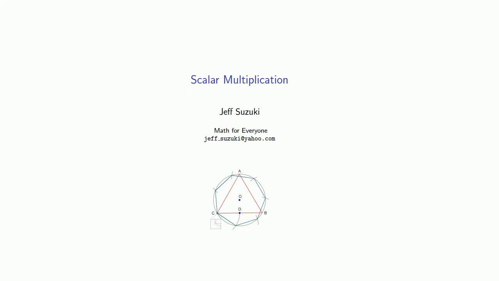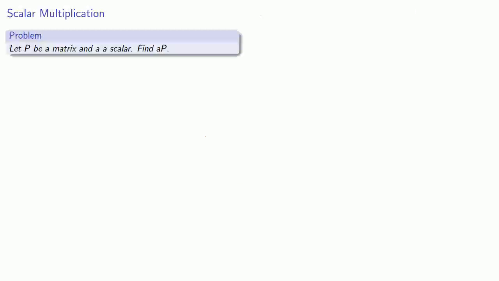Let's see if we can introduce other operations on matrices. So suppose I have a matrix P and a scalar A. What can we make out of A times the matrix P? Since P is a matrix, well, it's actually a linear transformation. So maybe we should think about P as a linear transformation instead. We should consider what AP as a linear transformation does to some vector V.